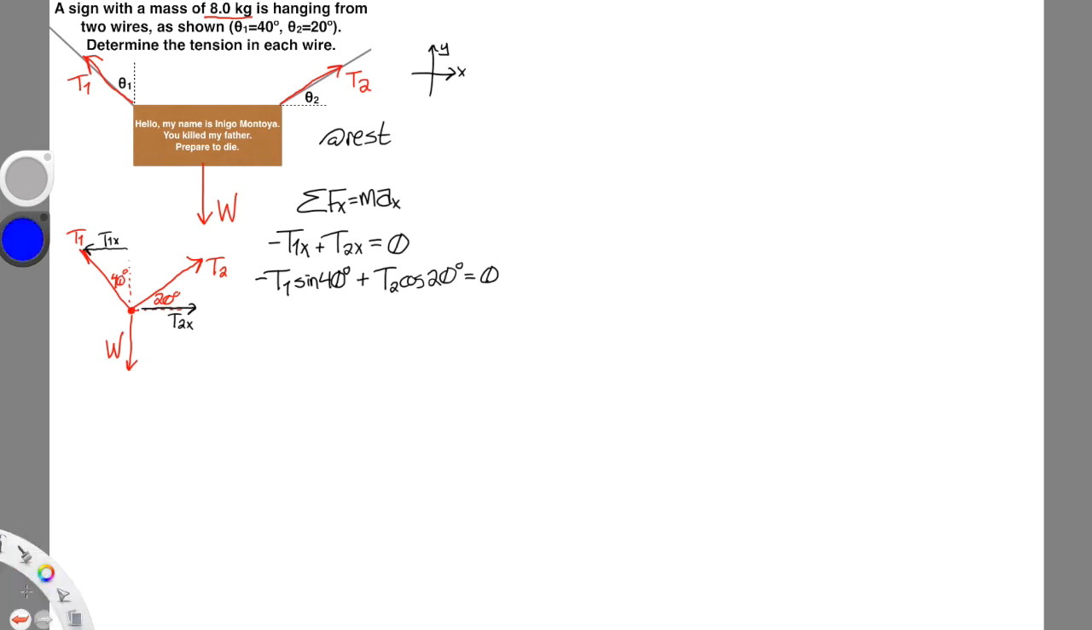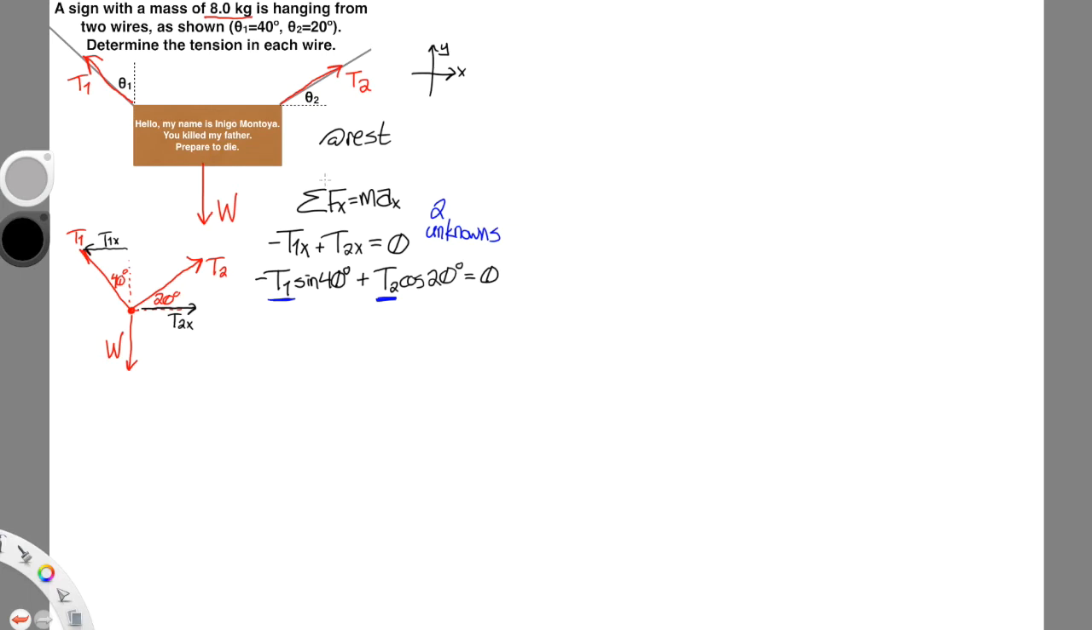So, that's our F equals ma equation for the x direction, and you might notice that we have two unknowns. We don't know T1, and we don't know T2. So this equation by itself won't help us solve for anything. So we know for sure we're going to need another equation.